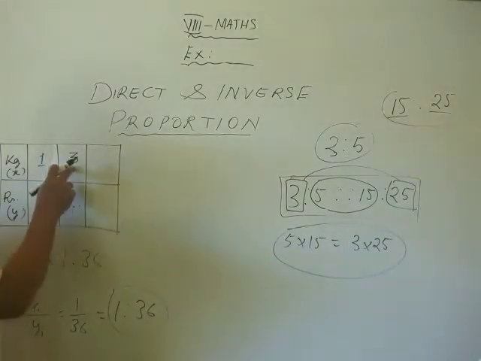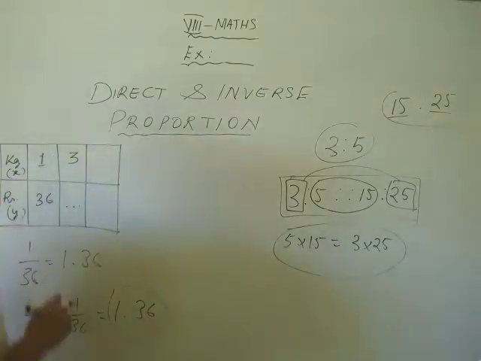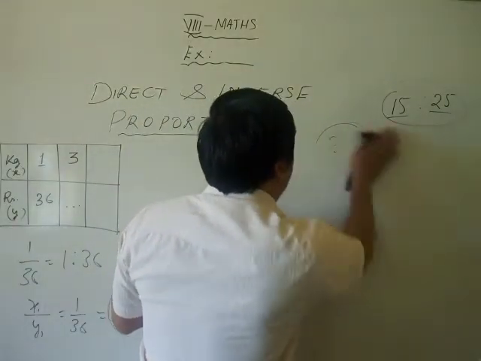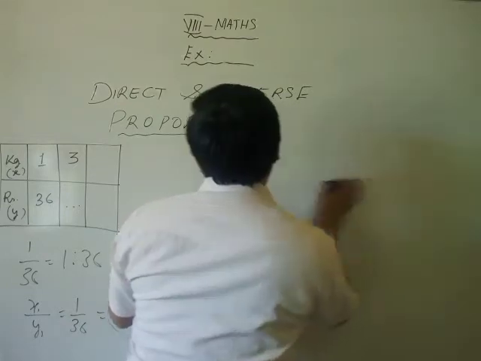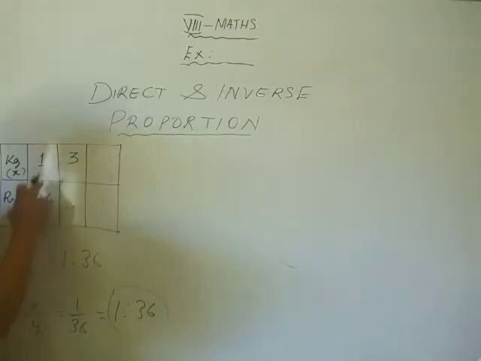Okay, 3 is to how much? It will be equal to the ratio of 1 is to 36. For example, 3 kg of sugar, how much is the price? If you take the ratio, it will be equal to the ratio of x to y, 1 is to 36. Okay, but we don't know how much the value is. But we can get this value by applying the law of direct proportion.